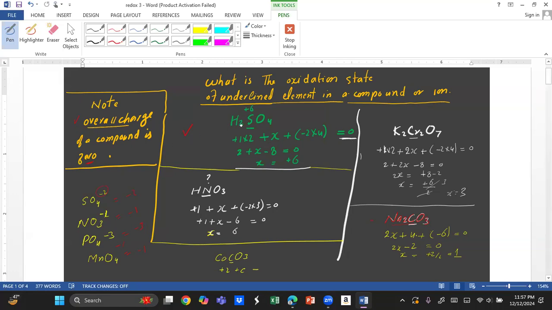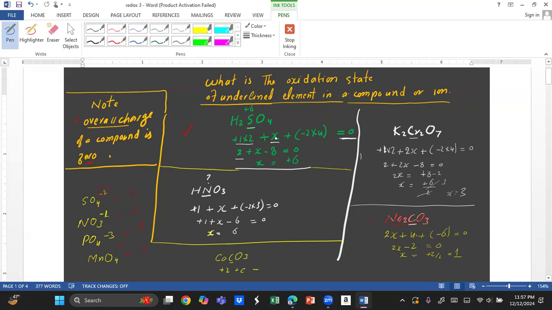For example, see this. In this, we have to find the oxidation state of sulfur, which is 6. I have already calculated it for you. You know, hydrogen is positive 1. There are two hydrogen atoms, so 2 into 1 gives us 2. Similarly, we have to find it for sulfur. We will put it X. Let's say if it is S2 here, we will put 2X here, because we have to find the oxidation state of one element.